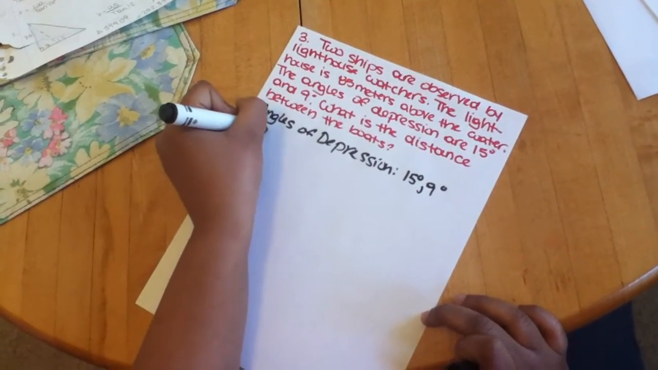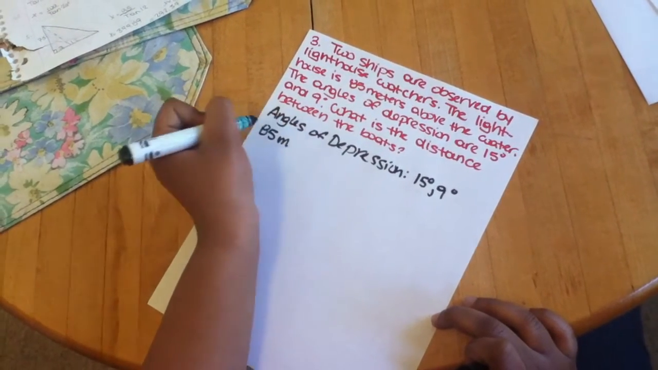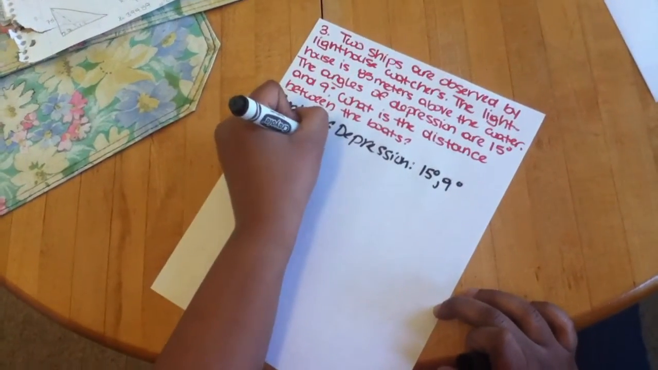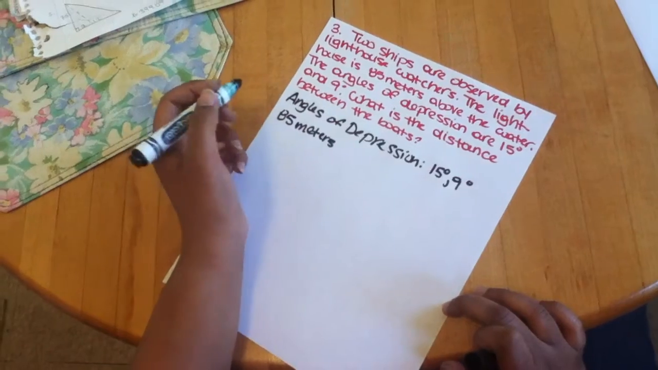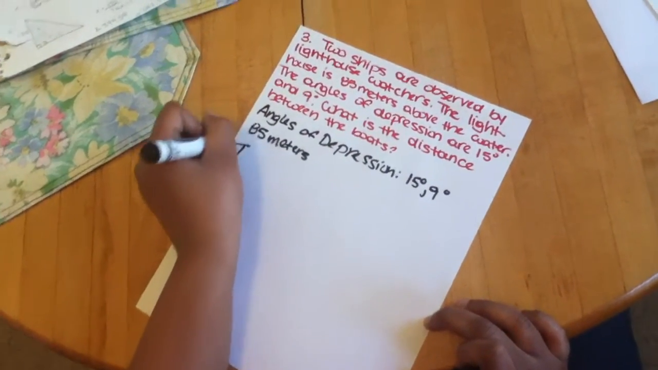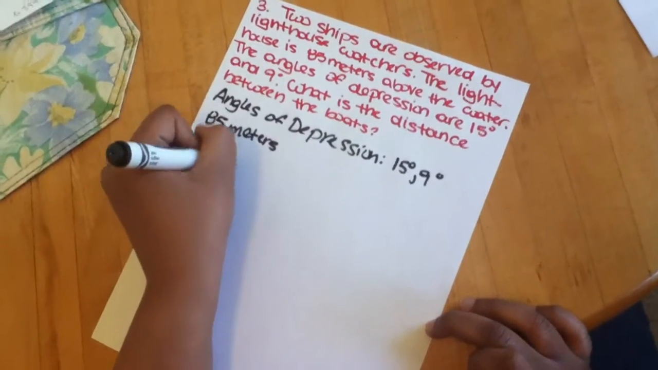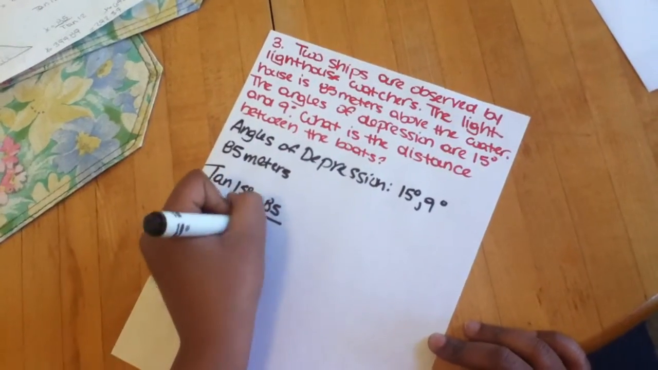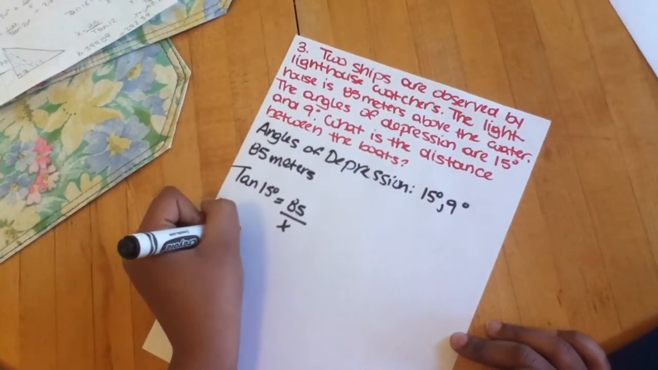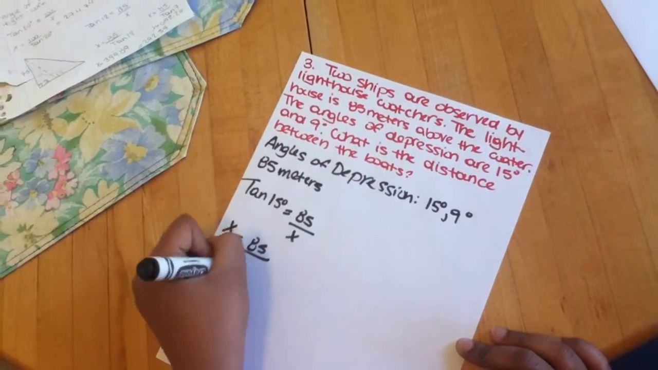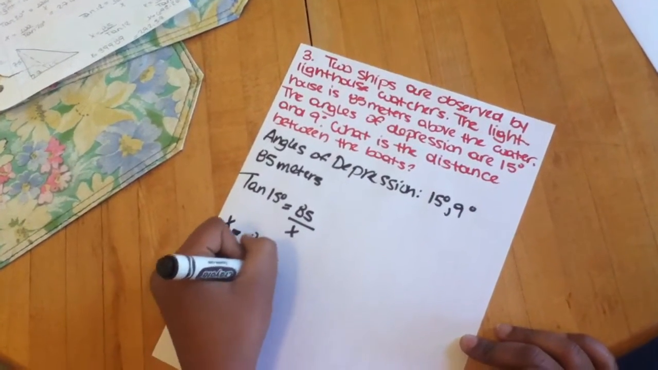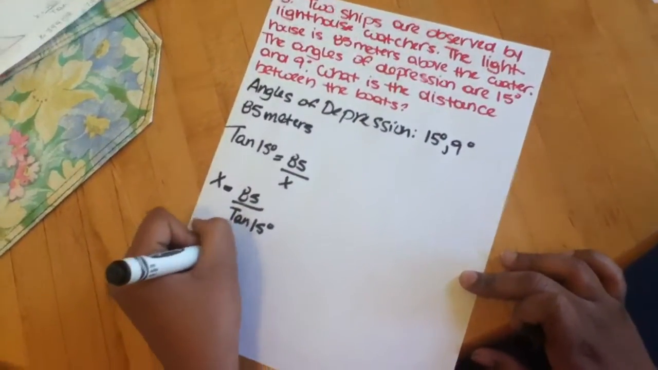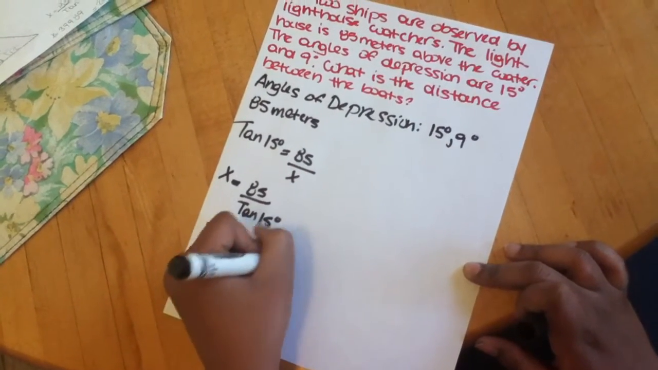And we also have 85, which is how high the lighthouse is from the water. So we're going to solve for the angle of depression using both pieces of given information. So first we're going to do tan of 15 degrees equals 85 over x. x equals 85 over tan of 15 degrees. And when we do that out, we will get 399.89 feet.